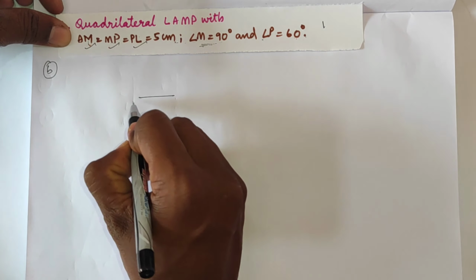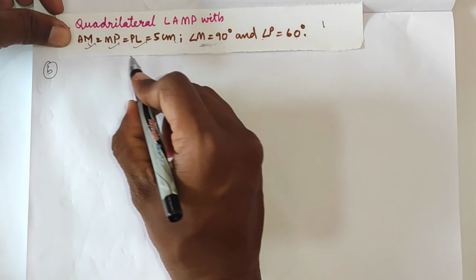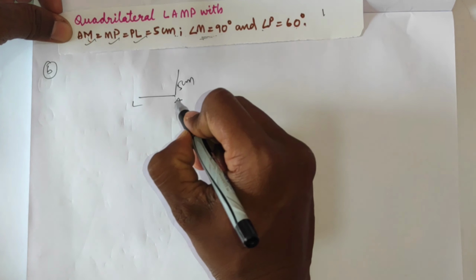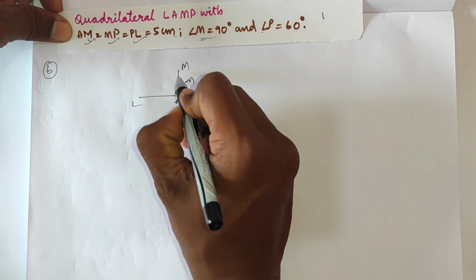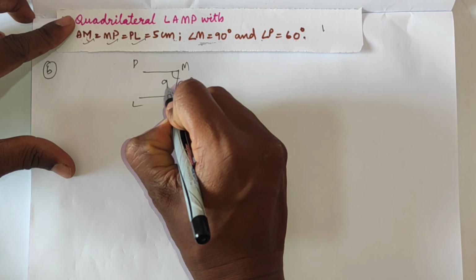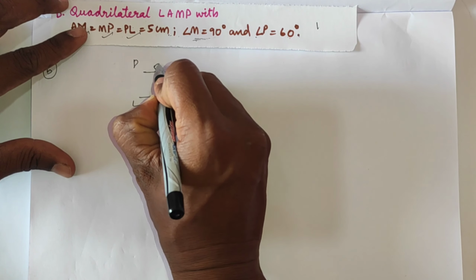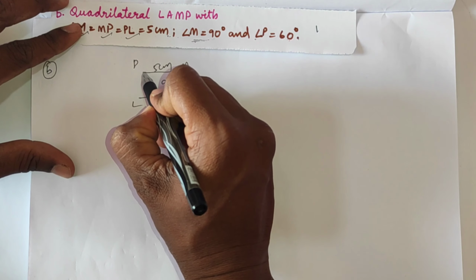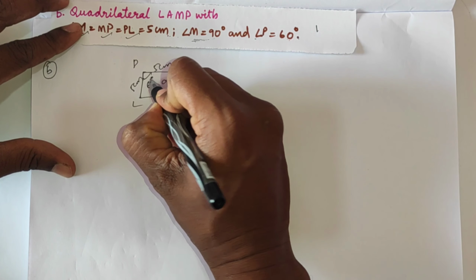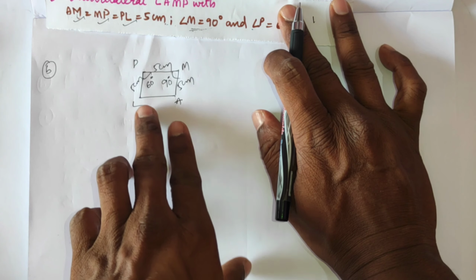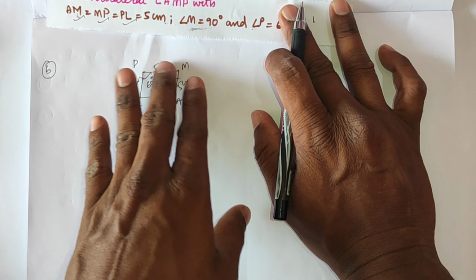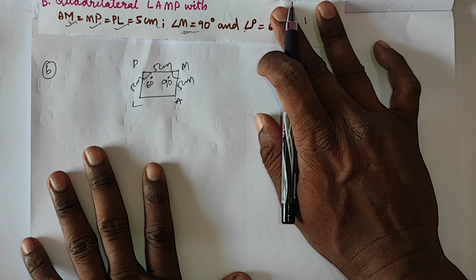Question number B, LAMP. Measuring the LA length, but LA is not given, but the AM length is given. A to M, how much is there here? 5 centimeters. This is M. This is P. And the angle M, what is the measure of this angle? 90 degrees. And M to P, the length is given as 5 centimeters. And P to L given as 5 centimeters. And the angle given as 60 degrees. So we have to construct like this. The length of LA is not given. So again with this data we have to construct the quadrilateral now.